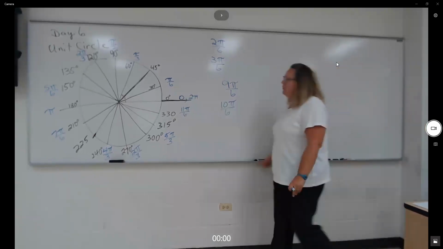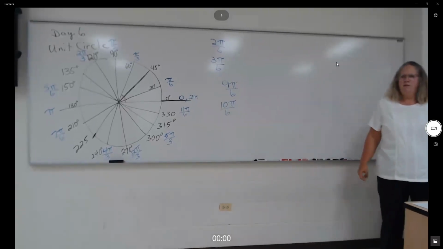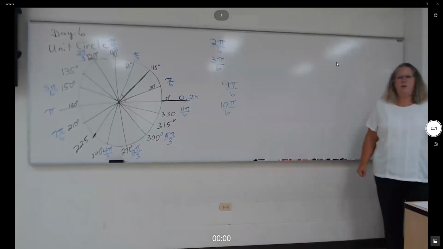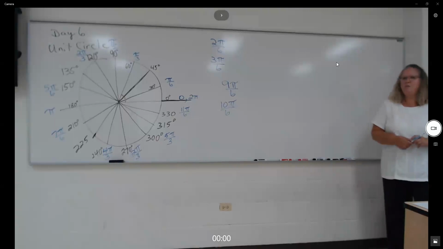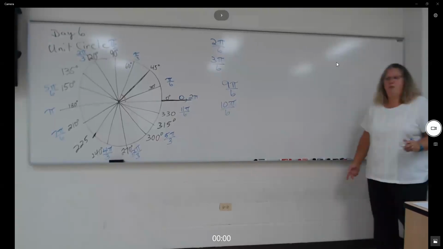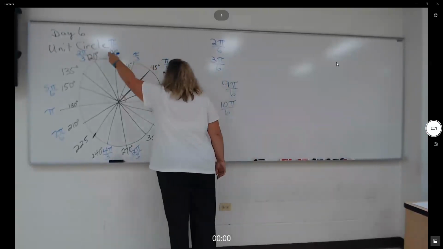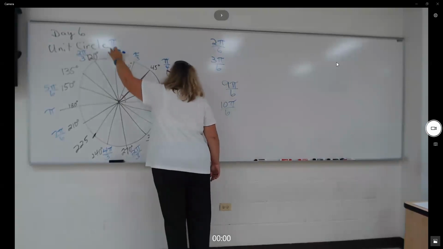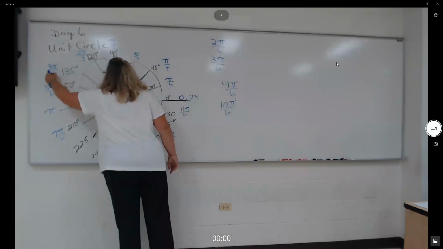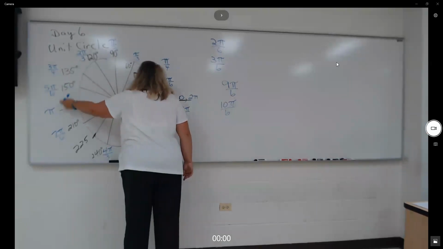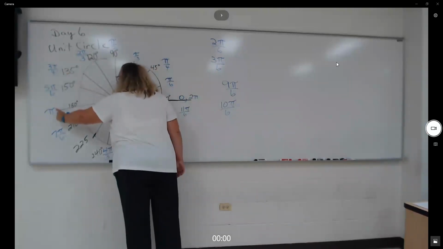Does anyone know what we count the 45s by? Should we slow down? How are we doing? Okay. All right, 45 we count by 1/4. So 45, this is pi over 4, 1/4. You hit the 90 again, 2/4, but that reduces. Then 3/4. It's the ones on the axes. So this is 3/4, so this is 4/4.